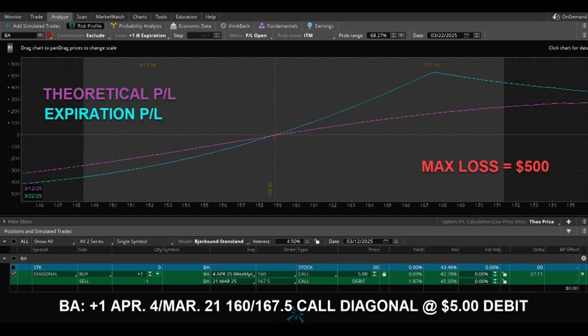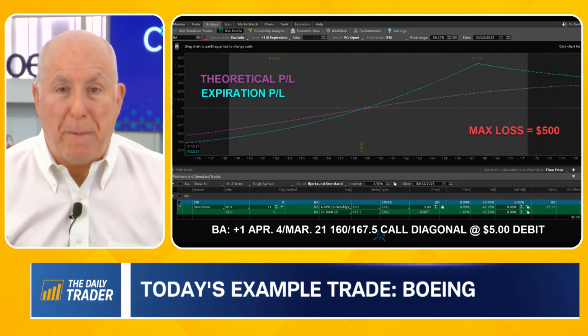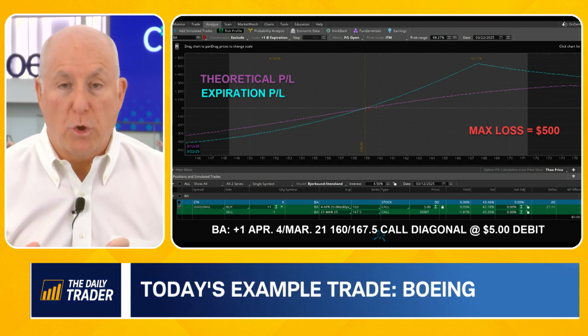But that gives us, remember, the lower the strike you sell, the more premium you're taking in, which lowers the net debit. The debit on this trade, we put it in around $5. It's trading around $5.37 as Boeing has rallied slightly in the last several minutes. So $5.37, we put it in at $5. Whatever the debit paid on a diagonal is the risk on the trade.